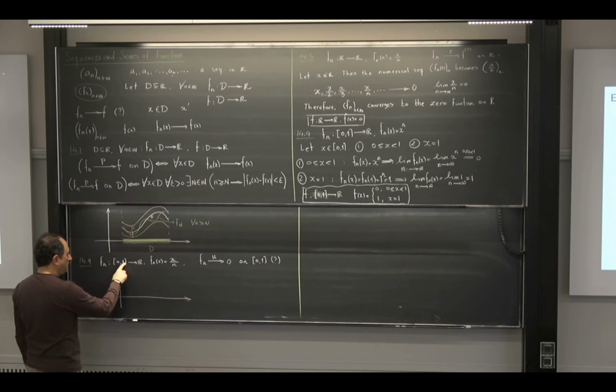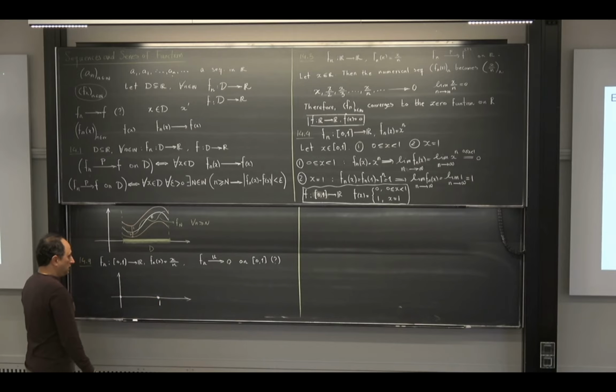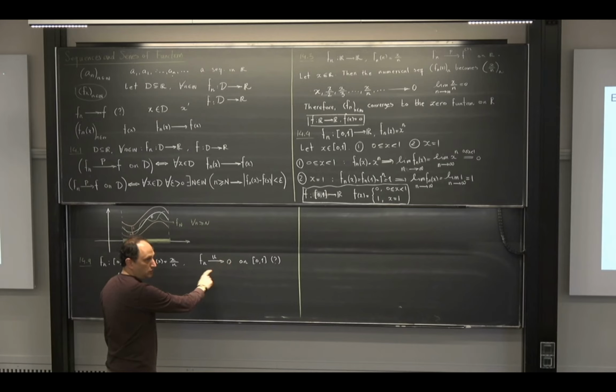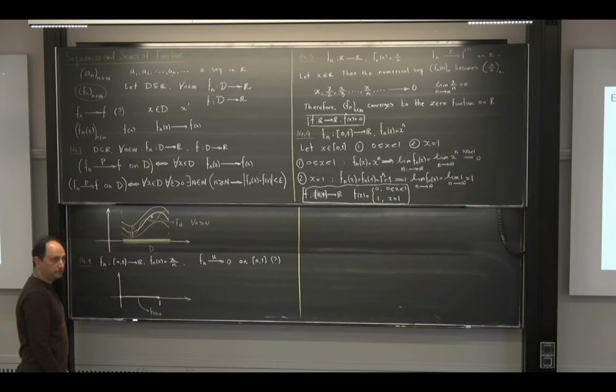So my domain is from 0 to 1. So here is 0, for example. Here is 1. Okay, and what is the candidate? It is the 0 function. The graph of the 0 function is this one. This is the function f of x equals 0.